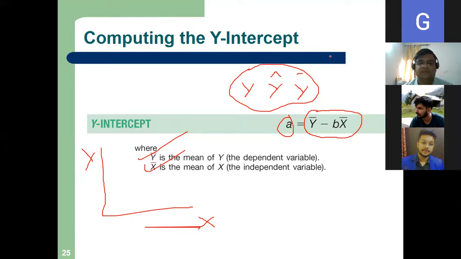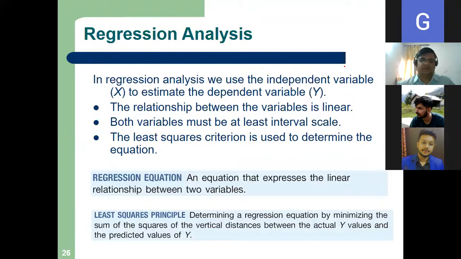Yes, students. Is the regression equation clear? Yes, sir. So let us draw. What is regression? Yes, the least square principle. It is called least square. I will explain this very shortly. So what is regression analysis? In regression analysis, we use the IDV to estimate the DV. Very simple. We use advertisement expenditure to calculate the DV.